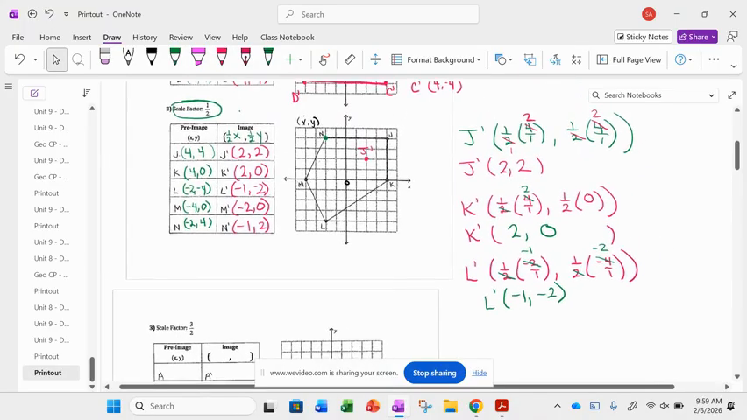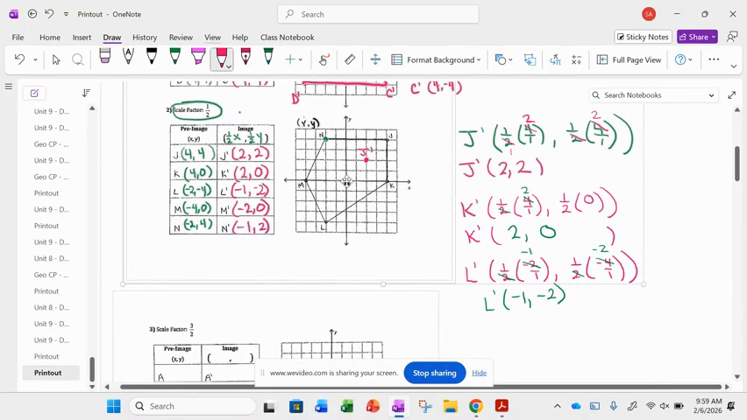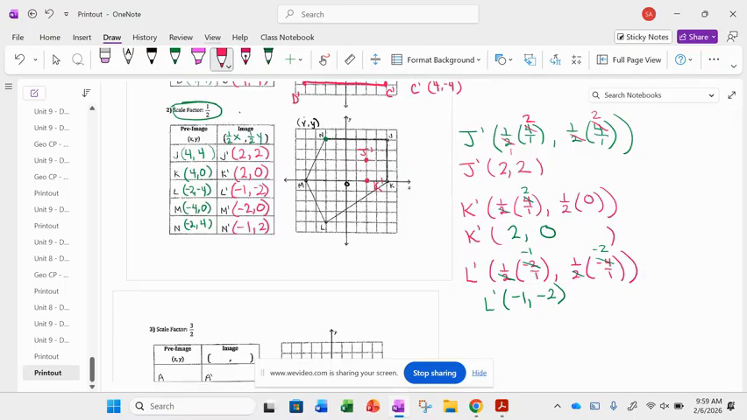And now we plot. So now we have K is 2, 0. So that's K prime. We have L prime is -1, -2. We have M prime is -2, 0. And N prime is -2, +2. And then we connect it.